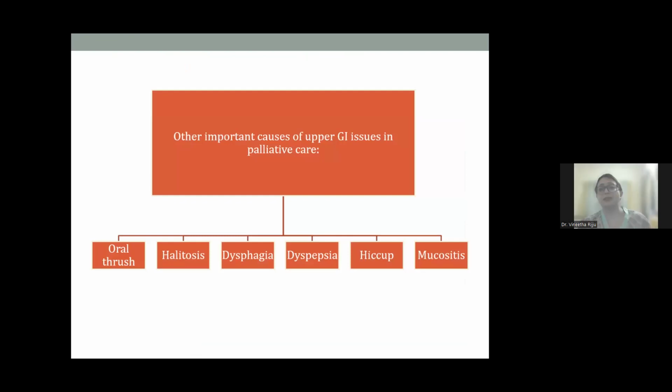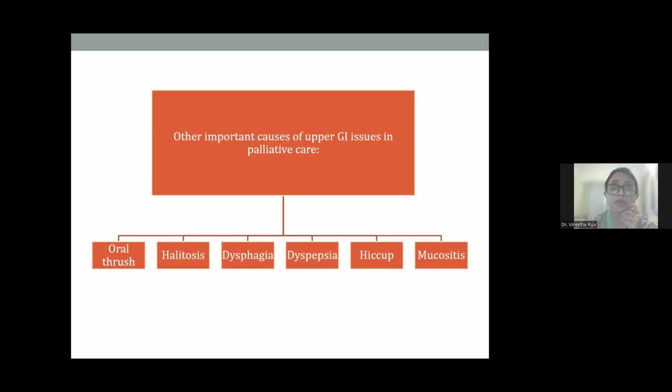Most of our patients develop oral thrush, and this itself can cause difficulty in perceiving the taste of the food, or maybe it's burning too much, they can't have the food, or sometimes they have candidal esophagitis, which itself causes pain, and they are not able to swallow the food. They feel like the food is getting obstructed as they are trying to swallow it, and this itself causes a vomiting feeling. And if good oral care is not given, halitosis is another reason, bad odor from the mouth, and dysphagia, dyspepsia, hiccups, mucositis.